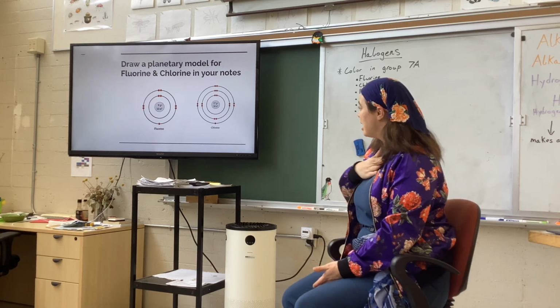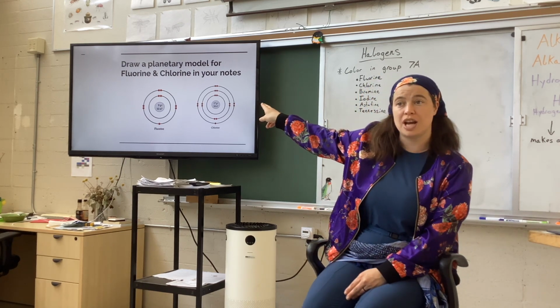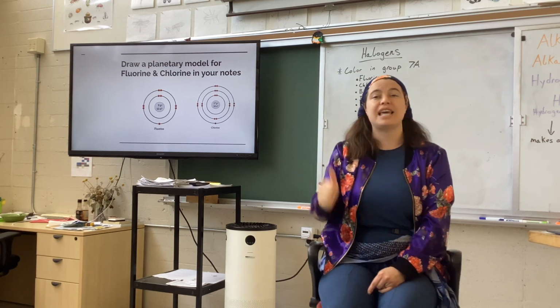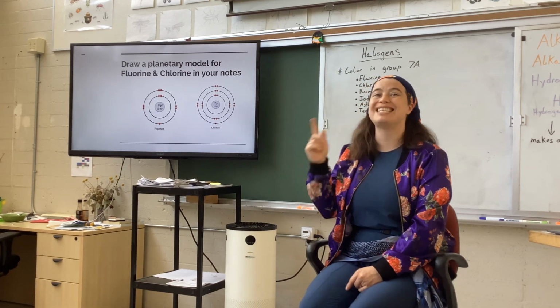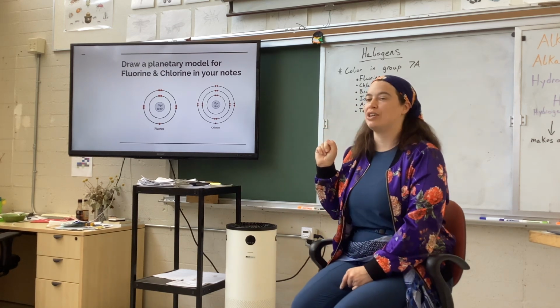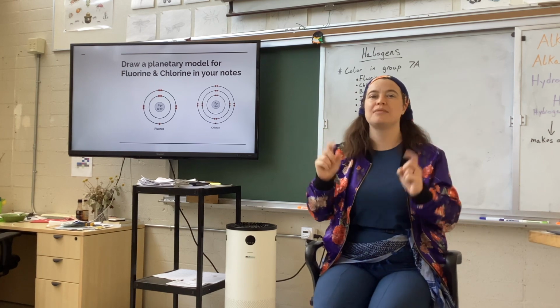I am not going to be picky about whether you pair up the ones in the innermost shell or do north and south. Either way is fine with me. But for the second shell, you can see we have 7 valence electrons. How many of them are unpaired? One. Yeah, 1 unpaired valence electron.